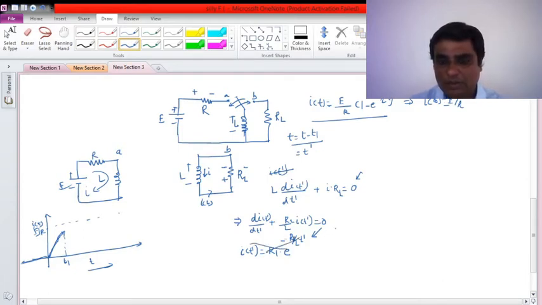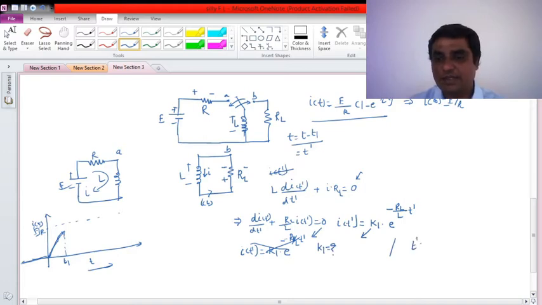No, here I will write. So my I of t dash will be k1 into e raised to minus RL by L into t dash. Now this is the solution of the homogeneous equation. Next I would like to find out what my k1 is, which I have to evaluate for t dash at t is equal to t1.